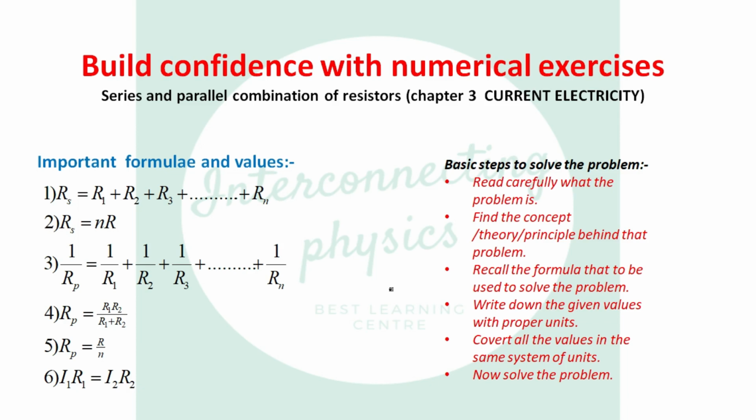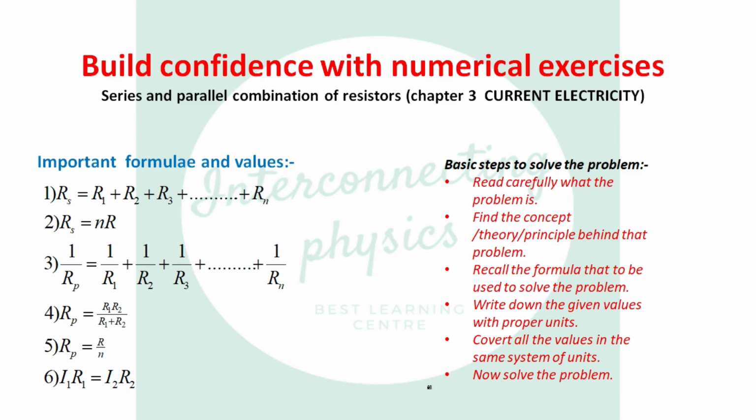Then find the concept, theory, principle behind that problem. Then recall the formula which is used to solve the problem. Then write down given values with proper units. If you are given charge, then write down that value in coulombs. If you are given the value of resistance, then write down that value in ohms. If you are given current, then write down that value in milliampere or ampere, whatever you are given.